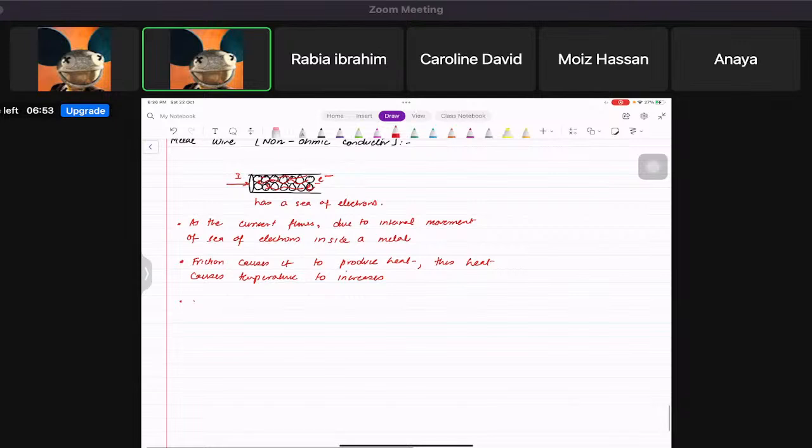So an increase in temperature also causes it to increase resistance, as the vibrations of the lattice, basically the arrangement of how the metal is, increases. Is it clear, everybody? Any questions? Let me know.